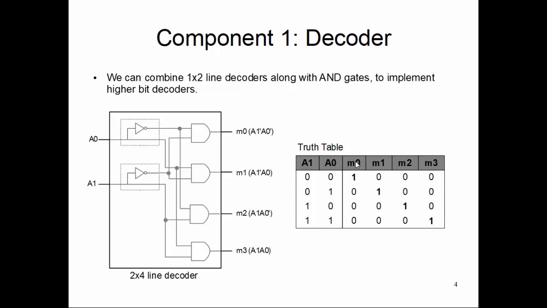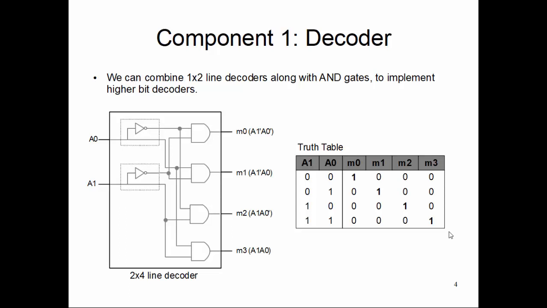So if it is 0 0, that's minterm 0, which means m0 will be 1 and everything else will stay 0. For 0 1, similarly m1 will be 1 and every other output becomes 0. 1 0 is minterm 2, so the output corresponding to minterm 2 becomes 1 and everything else is 0, and for 1 1, m3 would be 1 and everything else is 0. This circuit indicates which minterm came as an input. This is the functionality of any line decoder, and it is very useful in digital circuit design, especially for complex designs.